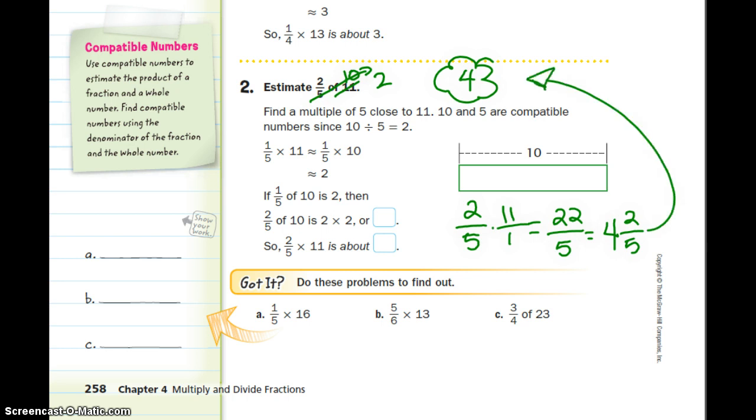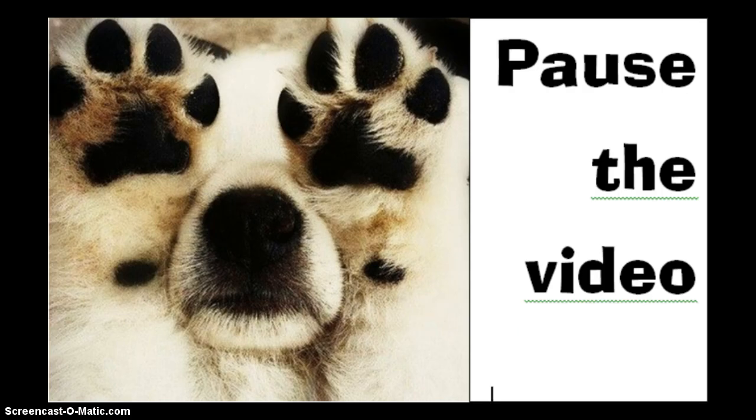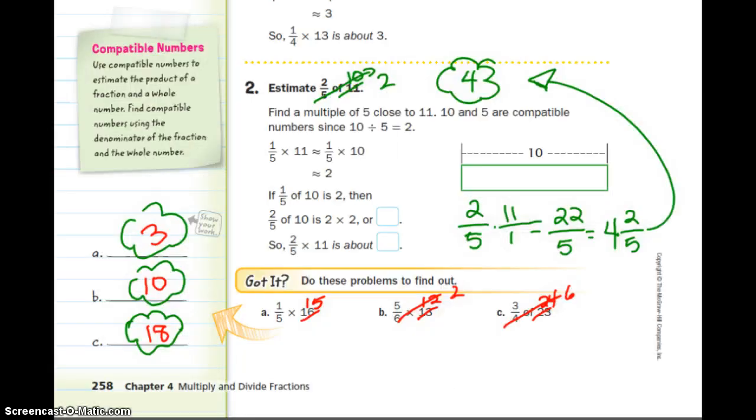All right, find comparable numbers and get estimates for these 3 problems. When you're done, turn the video back on. All right, pause the video. All right, so for A, 16 is close to 15, so I got 3 as my estimate. For B, 12 is close to 13, so I got 10 as my estimate. And for C, 23 is close to 24, therefore I got 18 as my estimate. Hopefully yours are about the same.